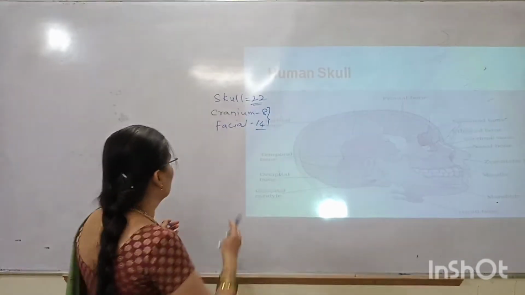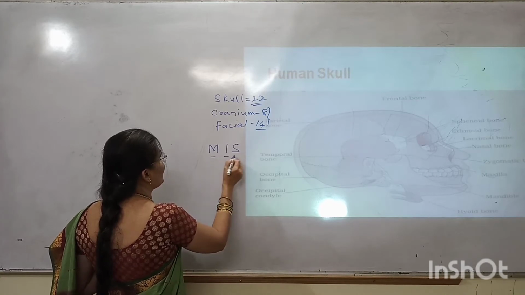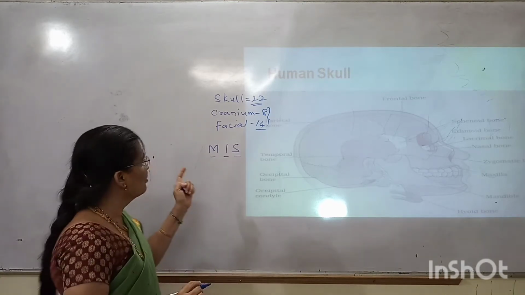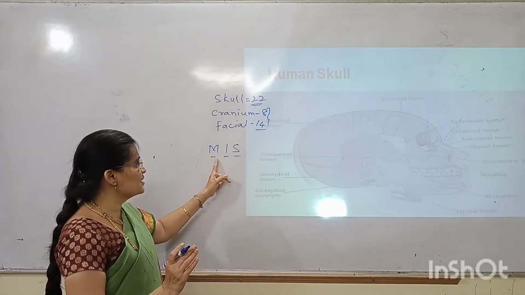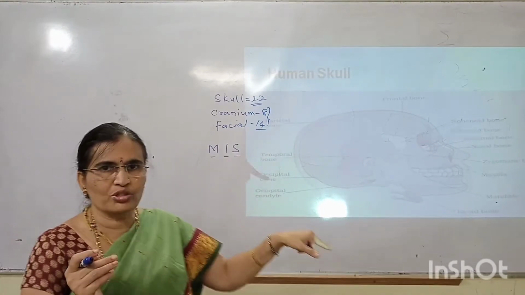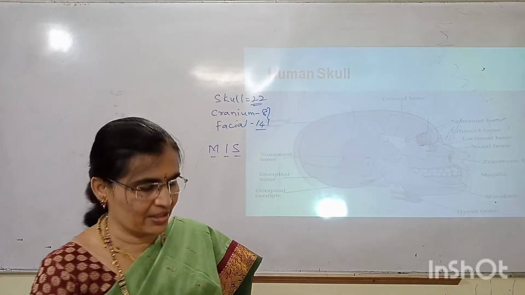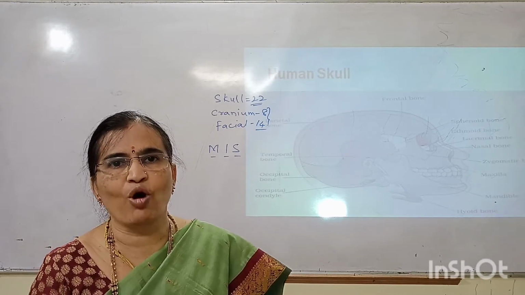Malleus, incus, stapes. So from the middle ear: malleus, incus, stapes. The innermost will be stapes. Stapes is the smallest bone. Remember, stapes is the smallest bone.